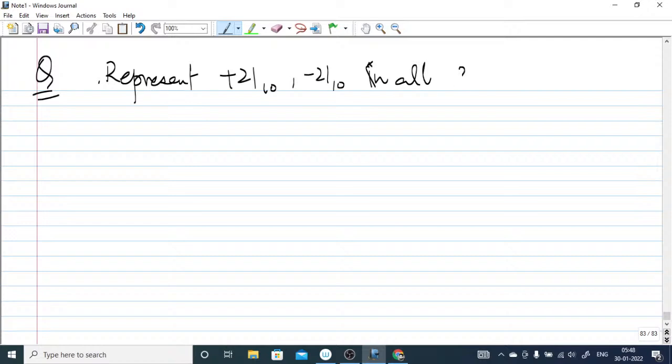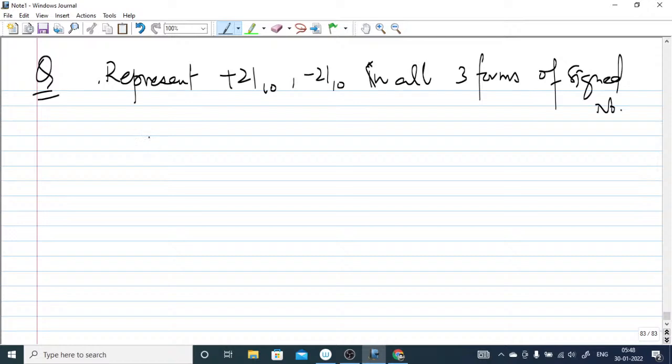Okay, so let us take a few numbers and represent them in three forms of signed number representation. Let us take some examples: represent plus 21 and minus 21 in all three forms of signed number representation.